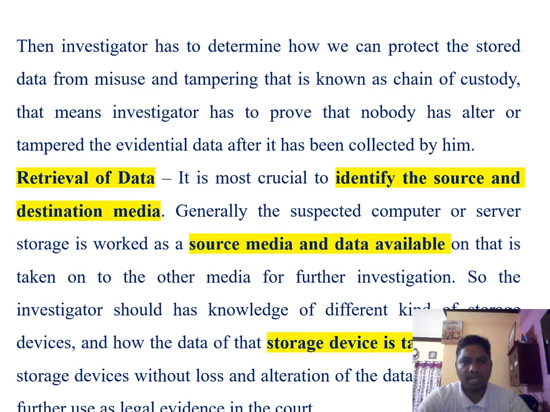The first one is the retrieval of the data. It is most critical to identify the source and destination media. Generally the suspect computer or server storage works as the source media, and the data available there is taken onto other media for further investigation. The investigators should have knowledge of the different kinds of storage devices and how to copy the data without loss or alteration, for further use as legal evidence in court.